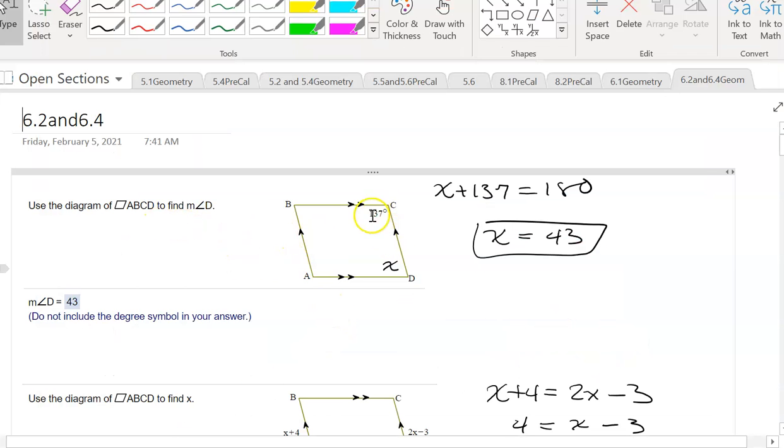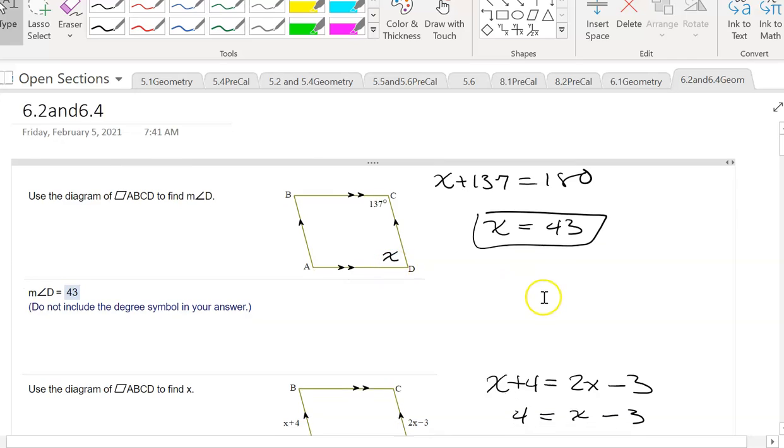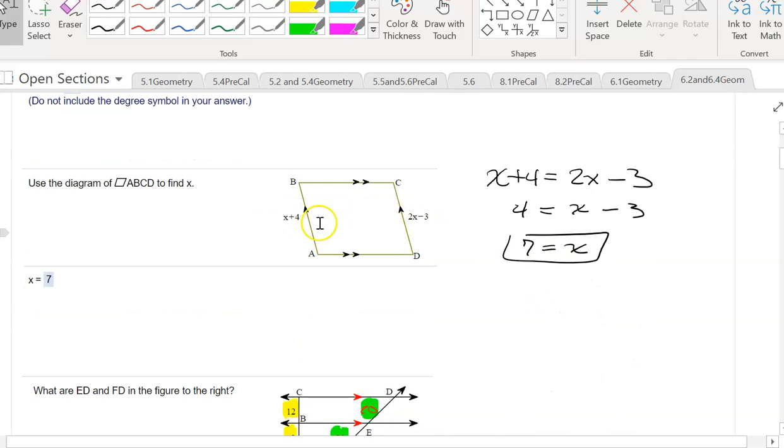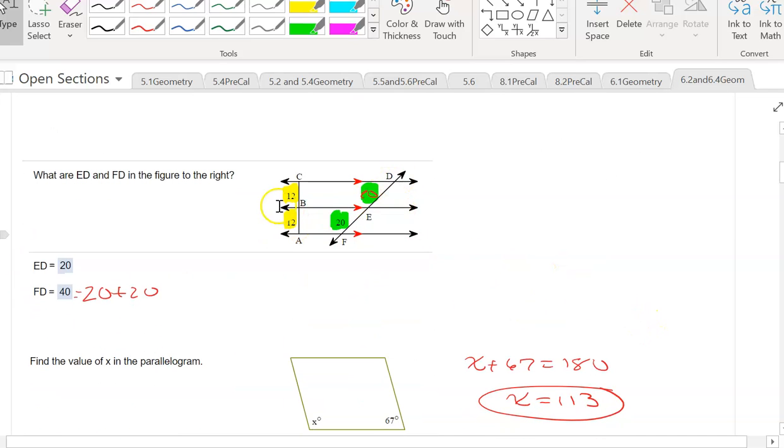Here in this first one, we're doing that same thing. We're setting them equal to 180 and solving for the missing angle. Here, opposite sides are congruent, so we set them equal to each other and solve for x. Here, we see that we have equal lengths here, and therefore in this transversal, those must also be equal. So this is given as 20. That means this is also 20. And then to get the total distance, we simply add those together.